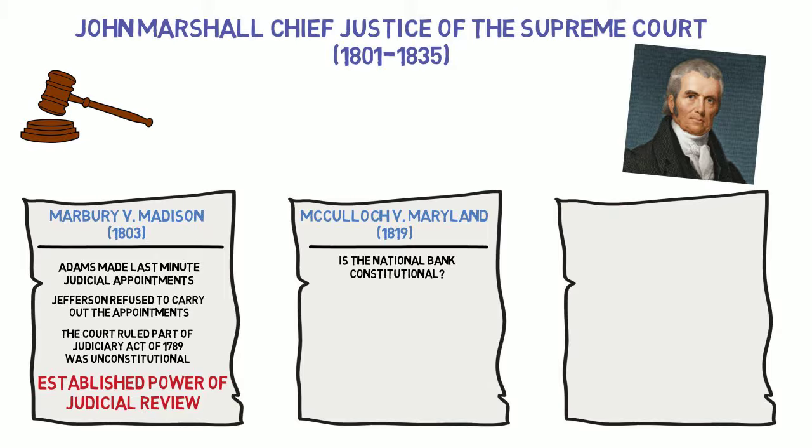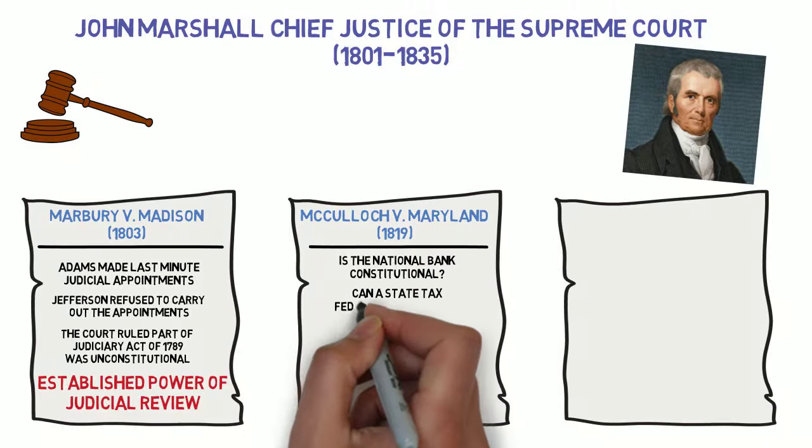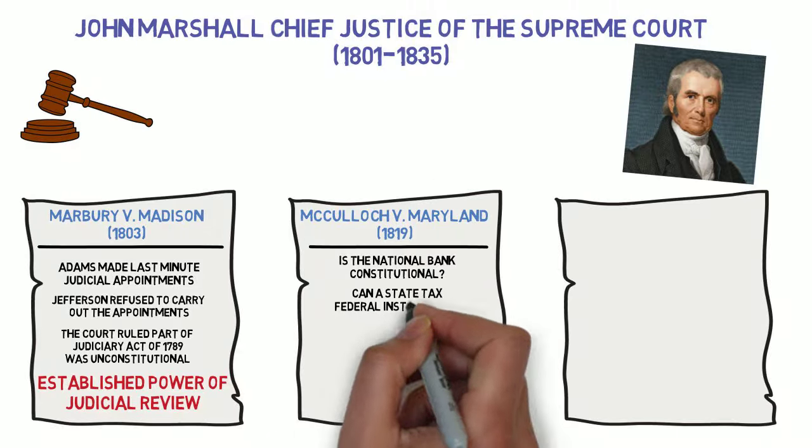In 1818, the state of Maryland passed legislation taxing the Maryland branch of the Second National Bank. The cashier of the bank, James McCulloch, refused to pay the tax, arguing that a state did not have the authority to tax the federal government.